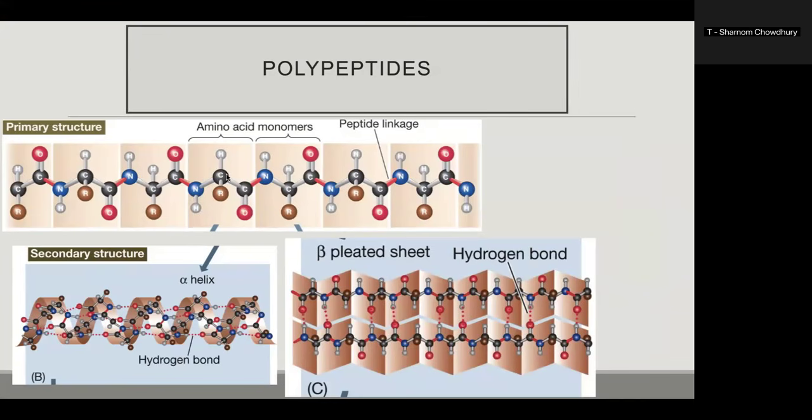For example, albumin: if any one of these amino acids here is different, then it's not going to become albumin anymore. Or let's say insulin. Let's say this order of amino acids makes insulin. If any single one of these changes, then you're not going to be able to form insulin anymore.